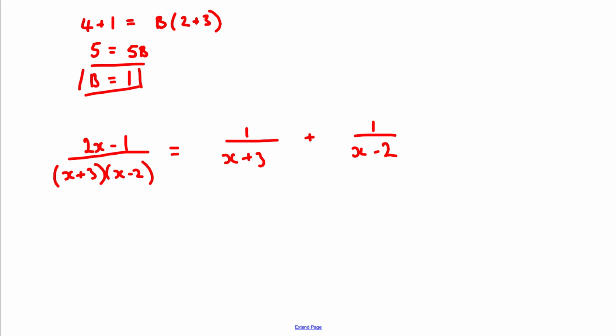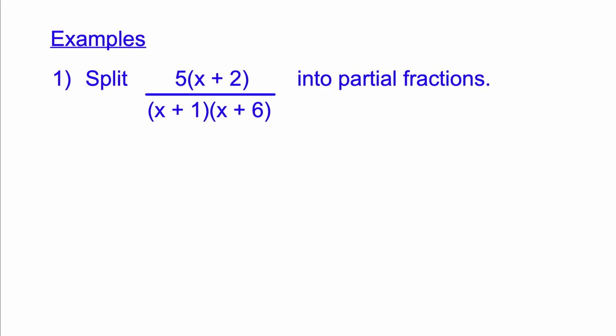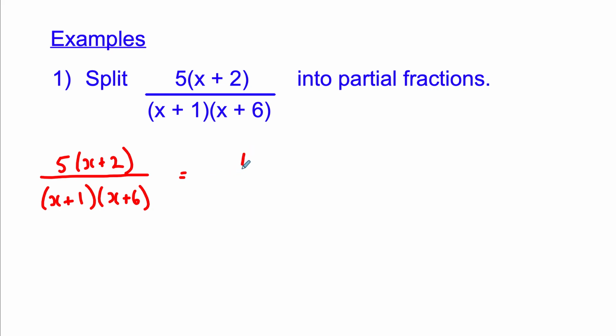So let's go to that second example that I showed you a moment earlier. We're going to now split 5(x + 2) over (x + 1)(x + 6) into partial fractions. We are going to start off exactly the same as we did in the previous example, and we are going to say that this can be written as a over (x + 1) plus b over (x + 6).